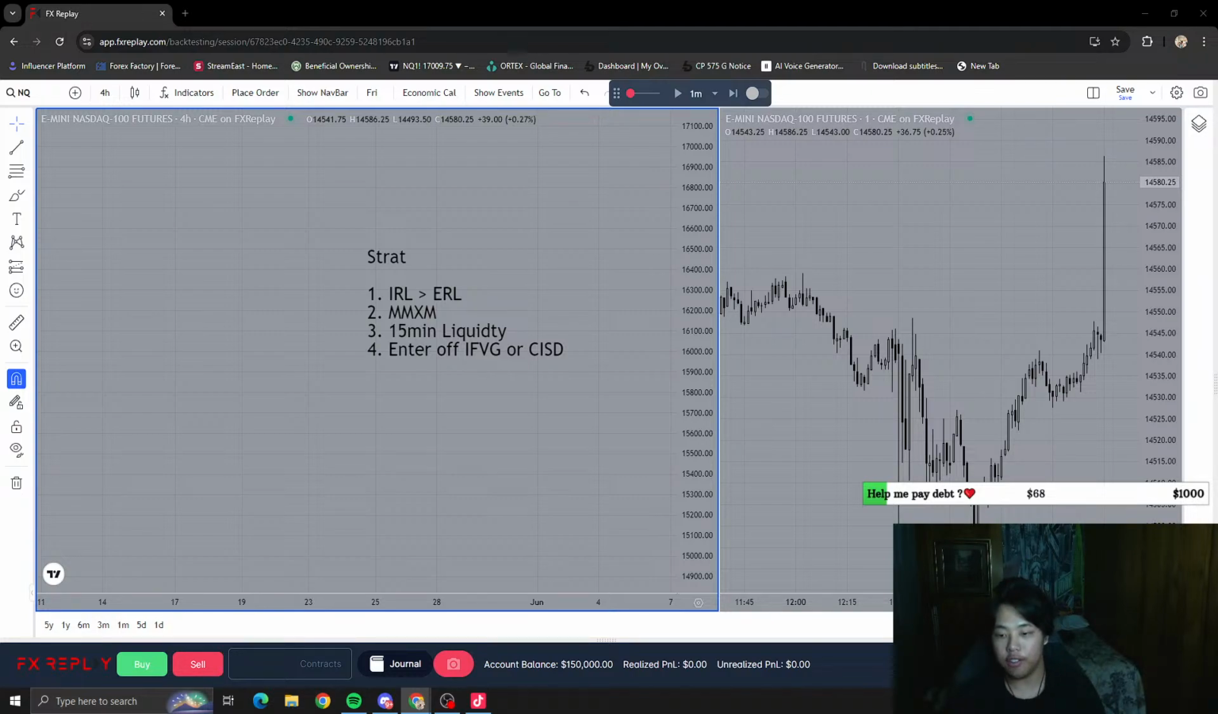How I've been trading? I've been trading for about 2 years. I've been doing ICT for only about a year though.